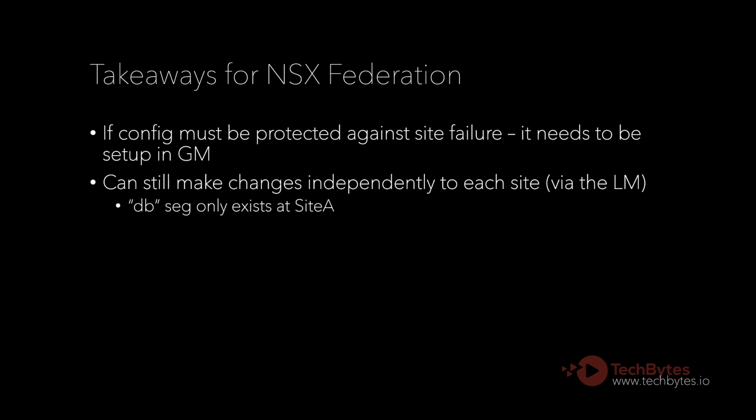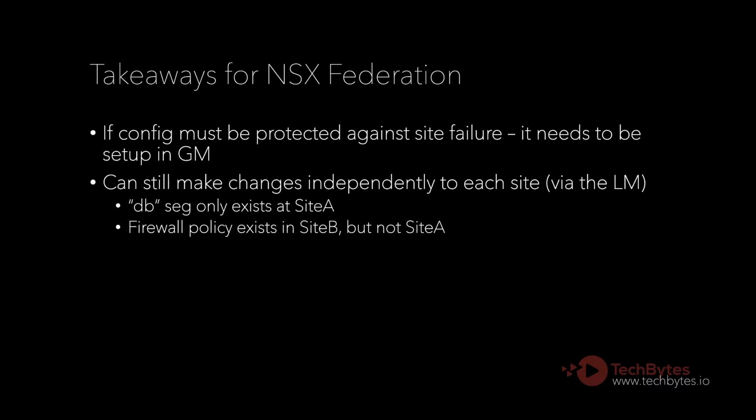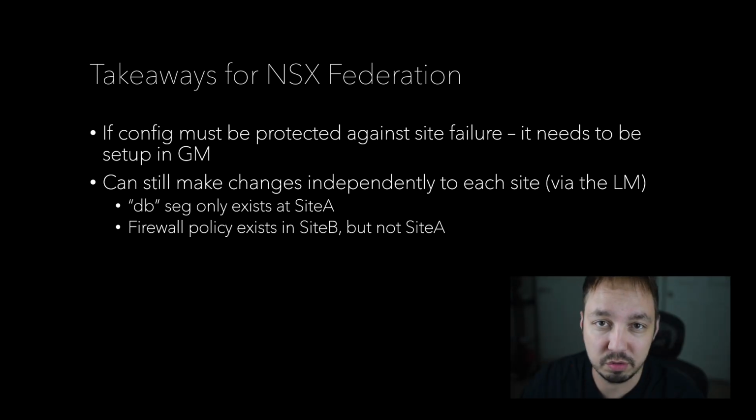So let's say as an example, you had a DB seg and you wanted it to only exist at site A. You can absolutely do that, and basically you would just log into the site A local manager cluster and you would make the configuration there. In this case, you would create a DB seg and that's it, you're done. As another example, let's say you wanted a firewall policy to exist at site B, but not site A. You can also do this. You could go to site B, create that firewall policy, and site A won't even know about it. Now, I will say you could also technically do this from the global manager, and we'll get into that, but there are a few ways to kind of slice and dice this, but you do have that capability.